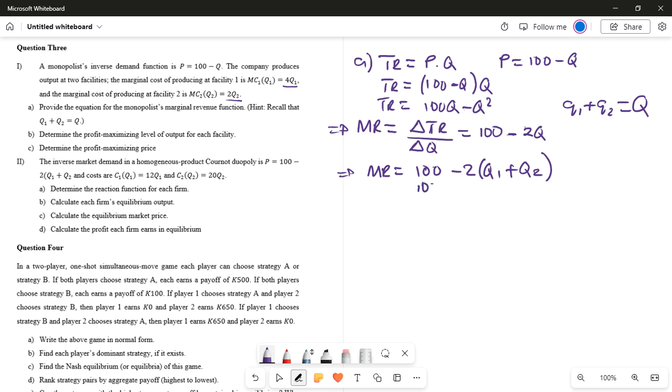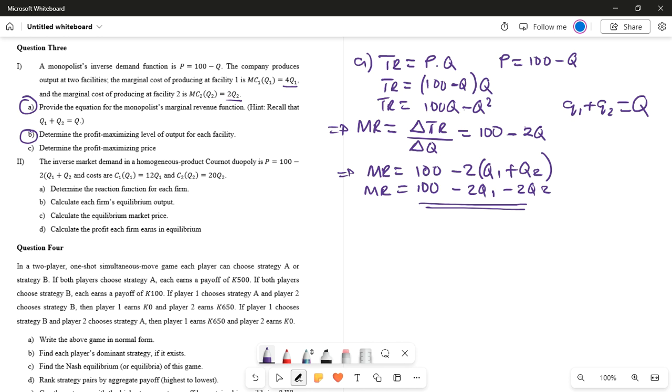Then we can just open the brackets. So this would be minus 2Q1, then minus 2Q2. So this is the marginal revenue for this firm. Okay, so which means we are done with part A. We can now go to part B.